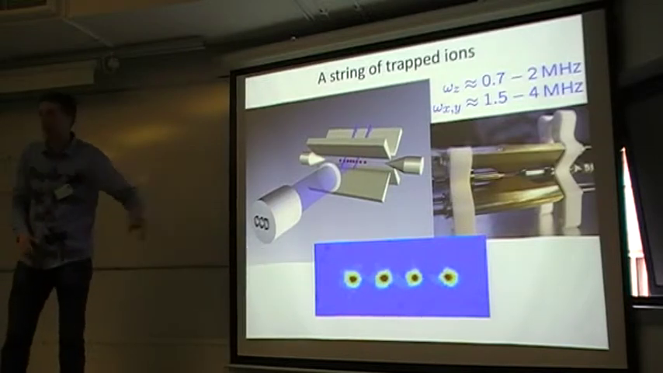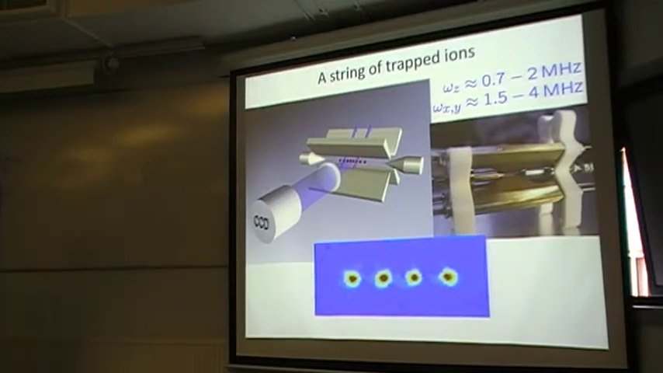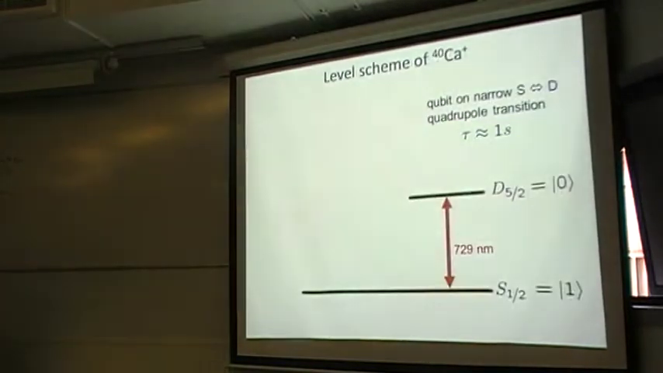So here you see a fluorescence picture of these ions. And each of these points is of course one single ion, and you can address them with lasers, also individually manipulate them and do quantum operations on them.